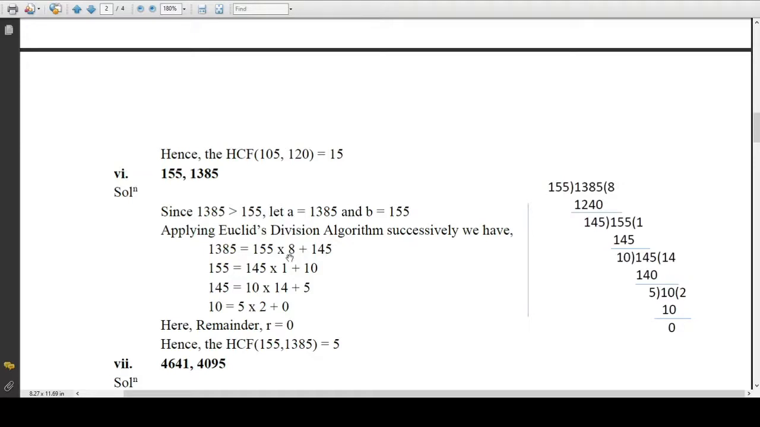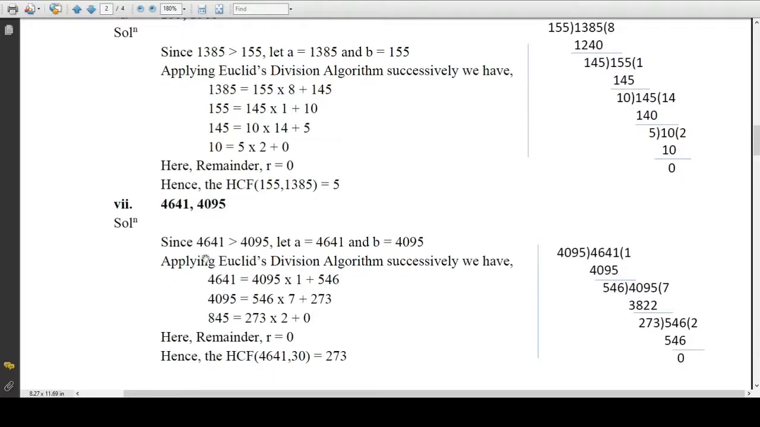And then again, you take 145 as the dividend, 10 as the divisor. Divide 145 by 10, you'll go 14 is 140, leaving 5 as the remainder. Now lastly you take 10 as the dividend, 5 multiplied 2 is 10, leaving remainder 0, and this last divisor 5 will be the HCF of 155 and 1385.